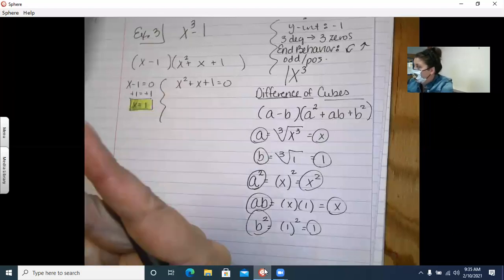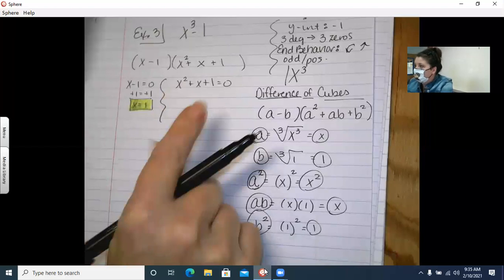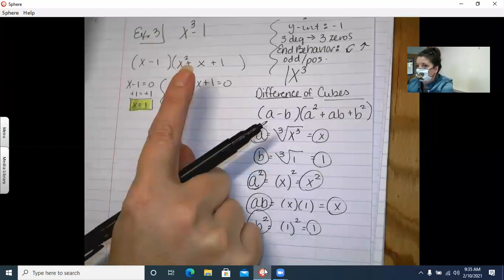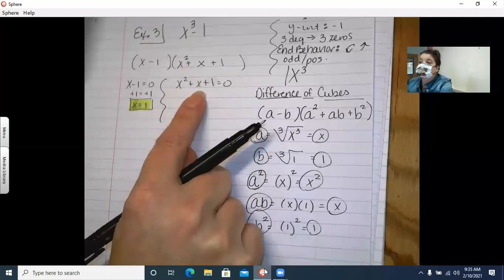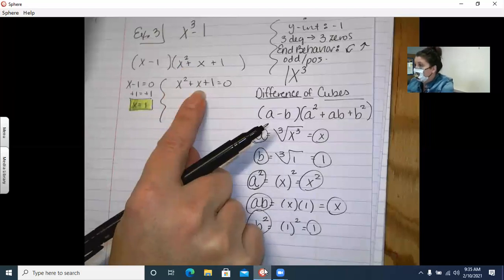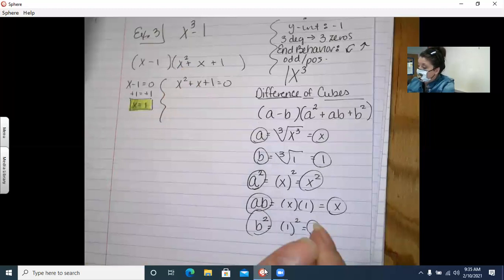Is this going to be factorable? Two numbers that multiply together to get 1 and add to get 1. No, and I already told y'all, whenever you have sum or difference of cubes, that quadratic's never going to be factorable. As far as I have ever seen, it's never been factorable. So we can either do quadratic formula or completing the square. So let's do quadratic formula.